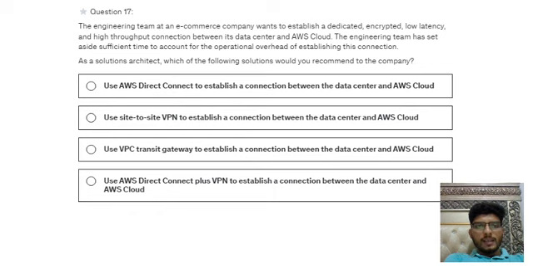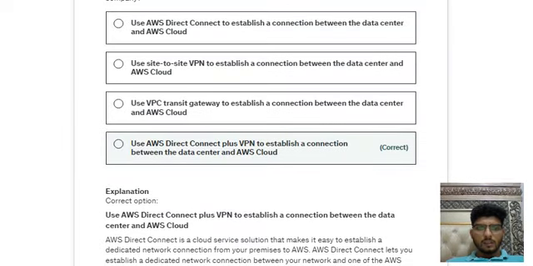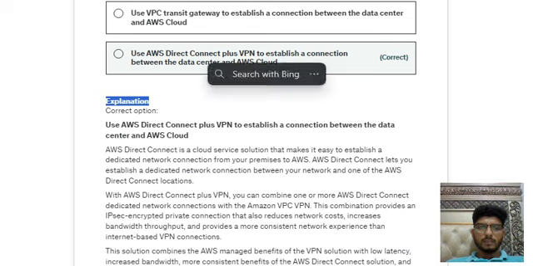Okay, the engineering team at an e-commerce company wants to establish a dedicated, encrypted, low latency, and high throughput connection between its data center and the AWS cloud. The engineering team has set aside sufficient time to account for the operational overhead of establishing the connection. And here are the four attached options. You have to select the right one. Use AWS Direct Connect plus VPN to establish a connection between the data center and the AWS cloud. And here is the explanation.